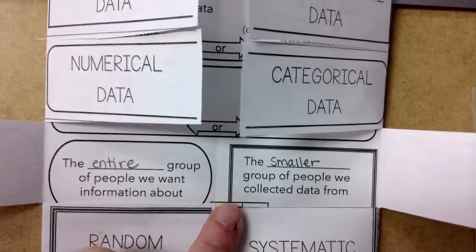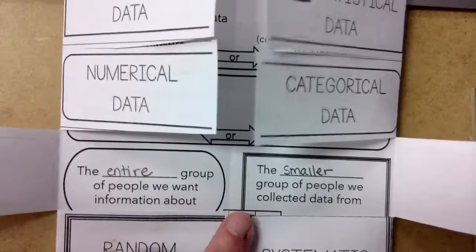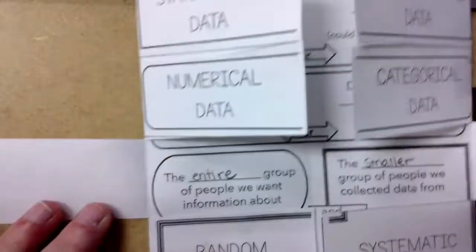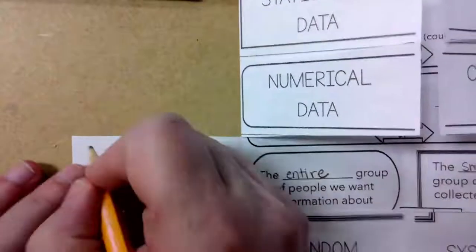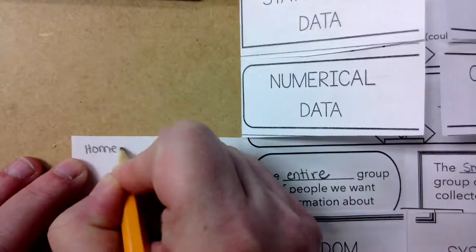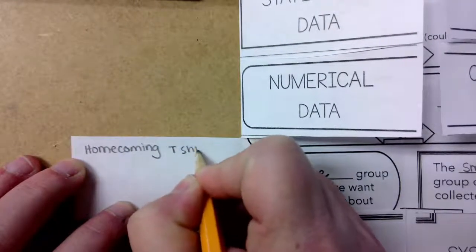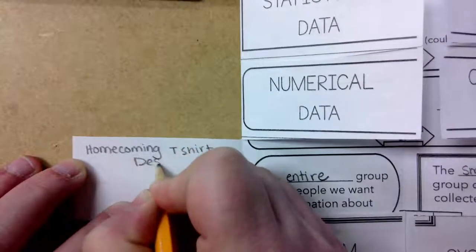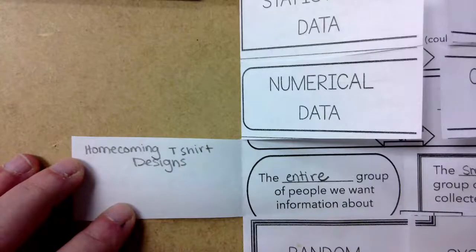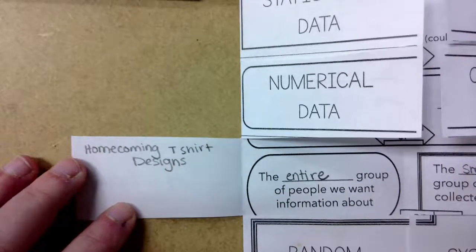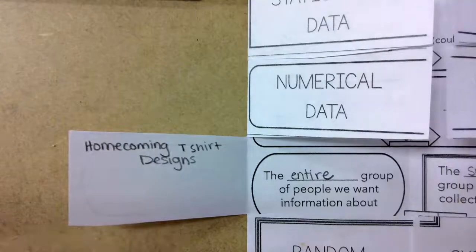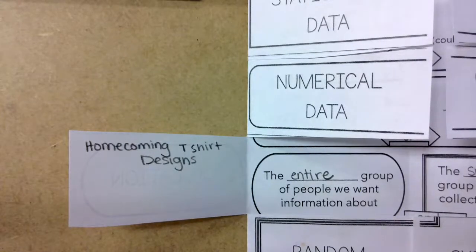Okay? So if they're trying to get feedback on the design for the Apollo homecoming t-shirts, who is their population? Who are they trying to get an opinion of? All students everywhere? Well, no. That would be the entire group. But they're probably not going to make sure that they have every single person's opinion. That would be draining. By the time they would get that information, homecoming would have come and gone already. So instead they're going to do the smaller group. So maybe they'll ask 300 students.